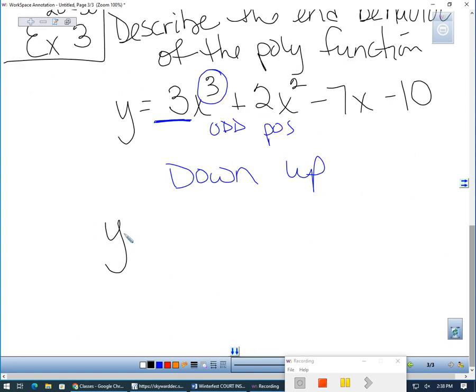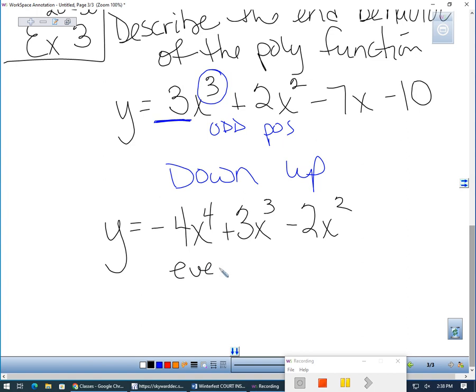Say I have y equals negative 4x to the fourth plus 3x to the third minus 2x squared. In this one, the first thing I look at is the exponent. My exponent, is it even or odd? Even. And is my leading coefficient positive or negative? Negative. All right, so even and negative. Down, down. All right, so all you have to do is look at your highest exponent and the coefficient on that. Make sure it's in standard form when you do it.